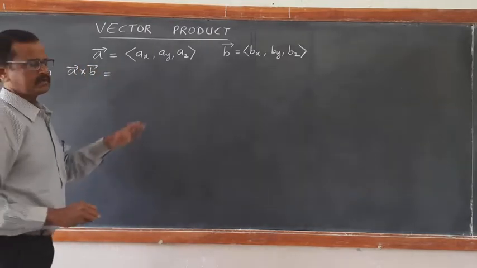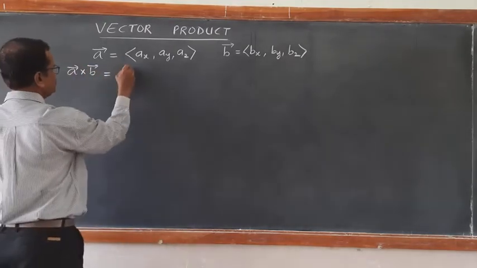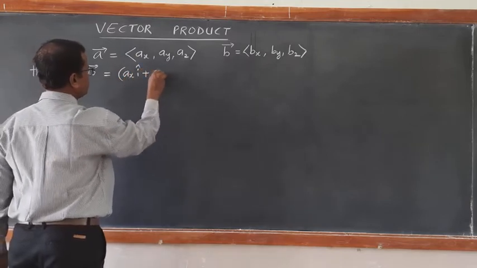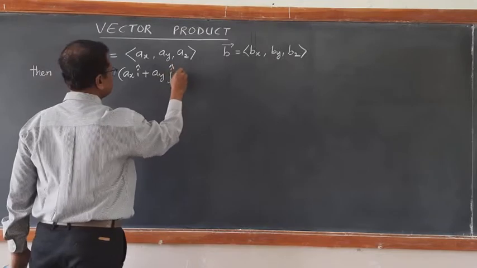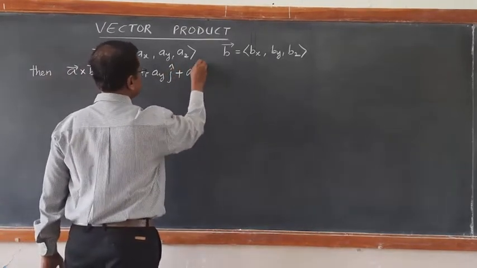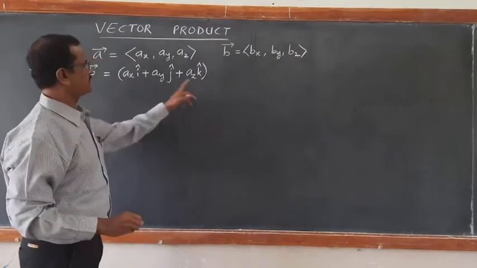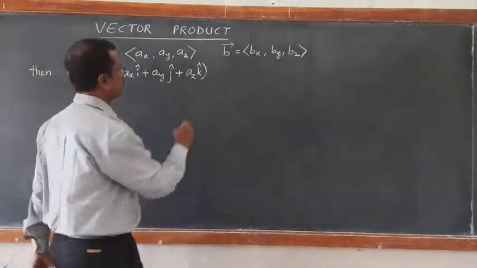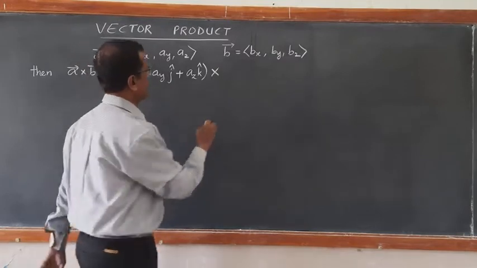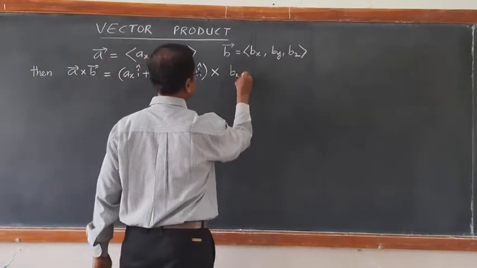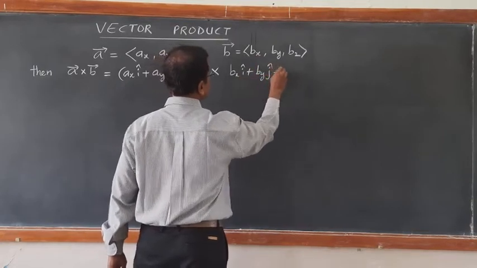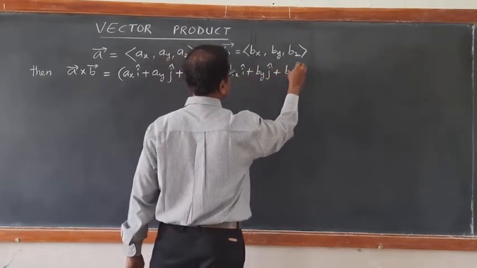must be written in terms of component forms. Ax i plus Ay j plus Az k, the i, j, k being the x, y, z components. Cross, because cross is there, Bx i plus By j plus Bz k.